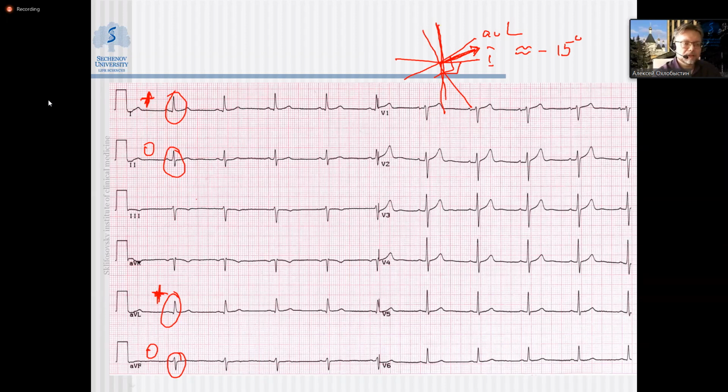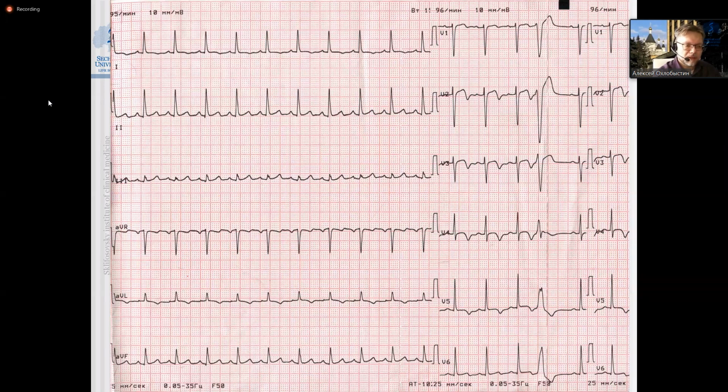Good. Here, what we have is very close to equiphasic, smallest in third. Let's pay attention to AVR. It's quite deep and negative. So it should be minus 30 degrees, coinciding with the positive part of AVR and being perpendicular to third standard lead.